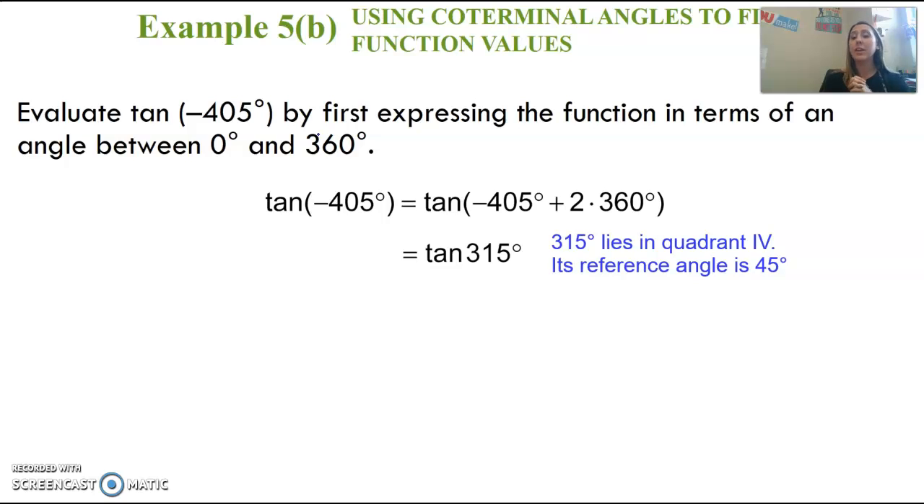The tangent of 315 lies in quadrant 4. Its reference angle is 45 degrees. And because it's in the fourth quadrant, we know that it's going to be negative because it's tangent, not cosine. So we end up with negative 1.